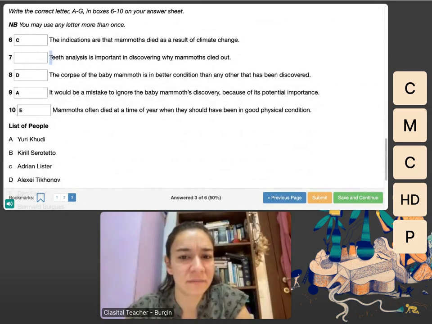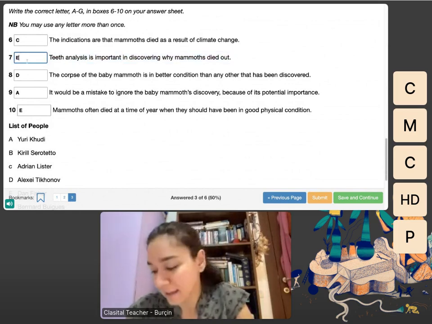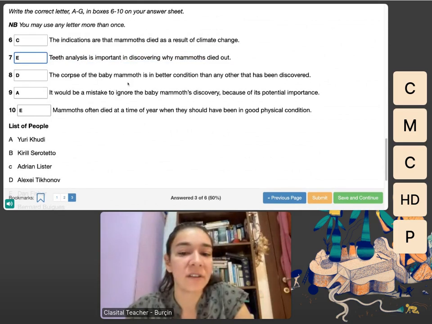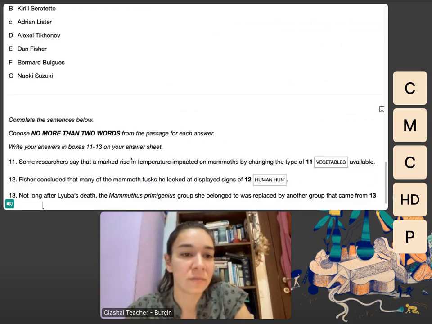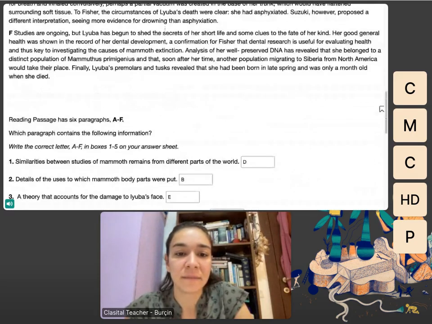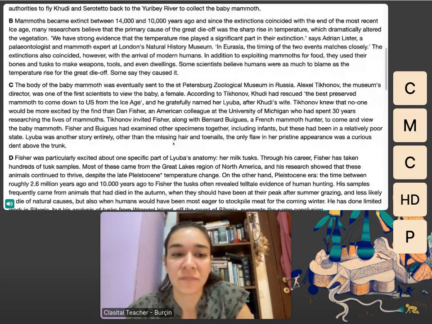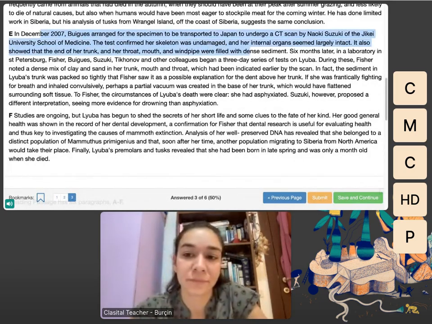Teeth analysis is important. Again, this is E2. And what was it? Mammuthus primigenius. Finished. Finished. Then I am just skimming it quickly.